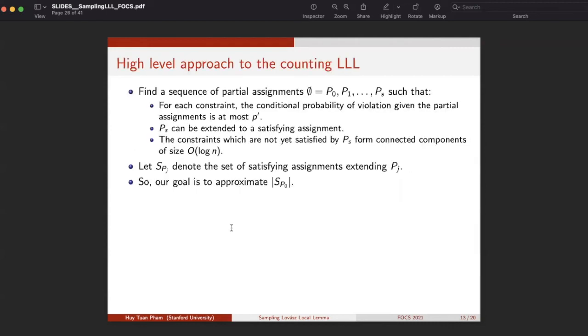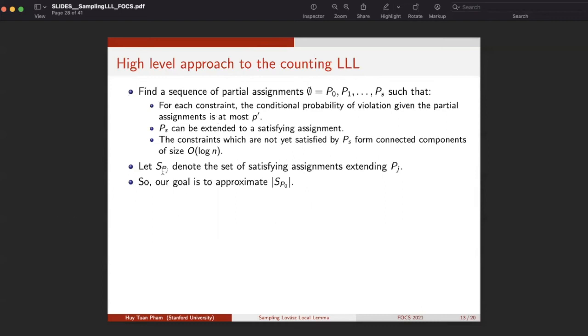Okay, so what is our high-level approach to the counting algorithm? It will essentially consist of 2 steps. In the first step, we will find a sequence of good guiding partial assignments we call P0 up to PS, which satisfy these 3 nice properties. First, we want that for each constraint, the conditional probability that the constraint is violated, given the partial assignment, is at most some parameter p prime that we will choose later. And we want PS to be extendable to a full satisfying assignment. And finally, we want the constraints which are not yet satisfied in PS to break into small connected components, which have logarithmic in n size.